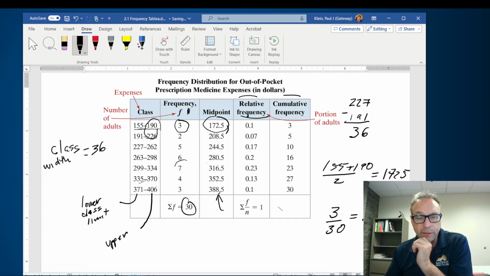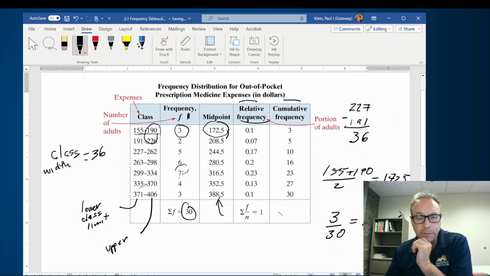Obviously, this one here has the most data in it. It has 7 data points. That's 23% of the data. So that's what relative frequency is: the frequency relative to the total number of data points. All right, so this last column, what is that?